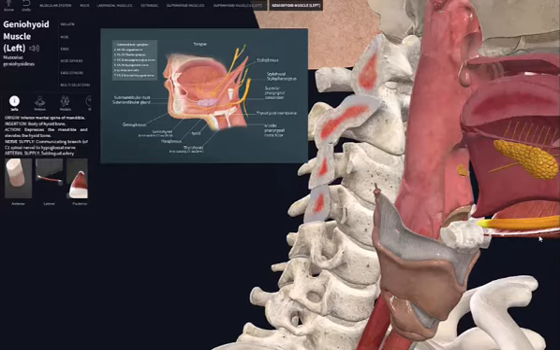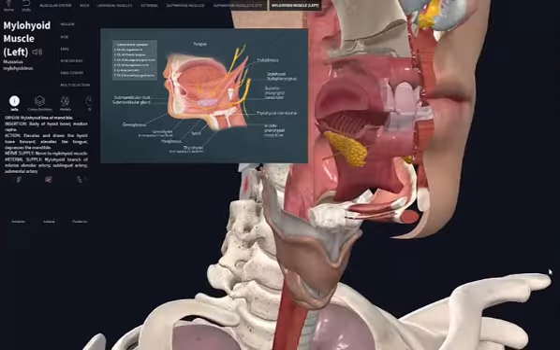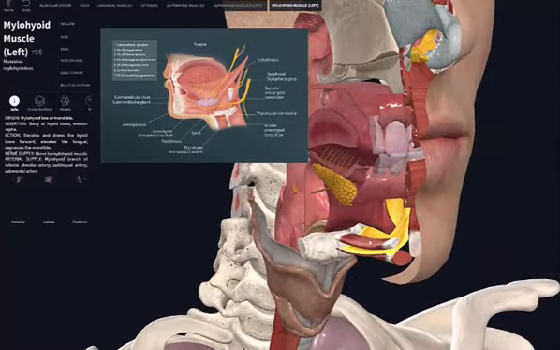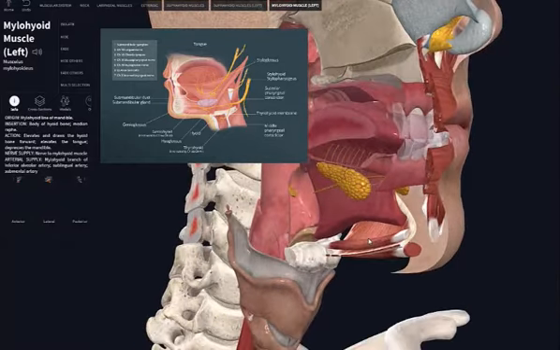Here's your mylohyoid, and the mylohyoid is very important. It's easy to recognize because its fibers run perpendicular to those of the geniohyoid. Okay, it'll originate on its own special little line called the mylohyoid line of the mandible. It'll insert into the body of the hyoid bone as well.